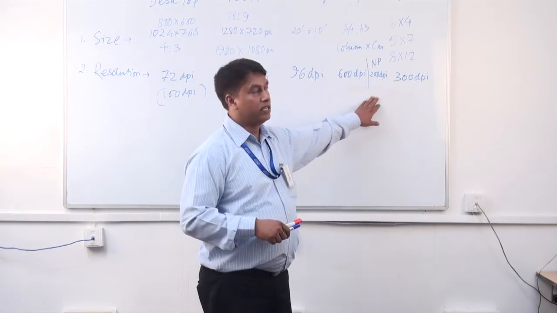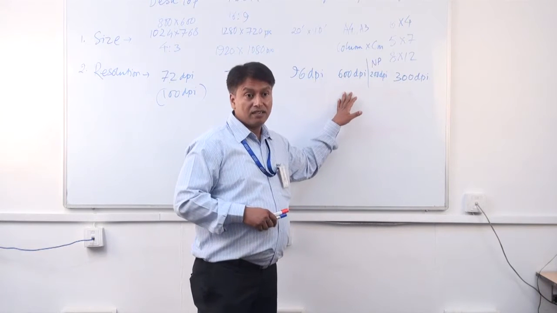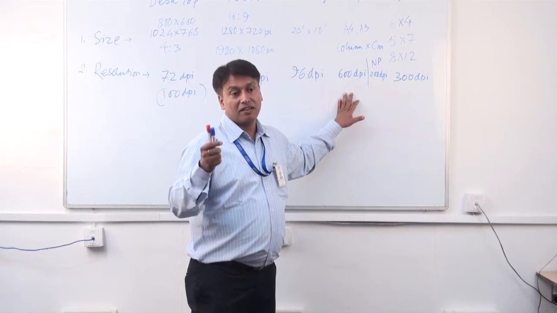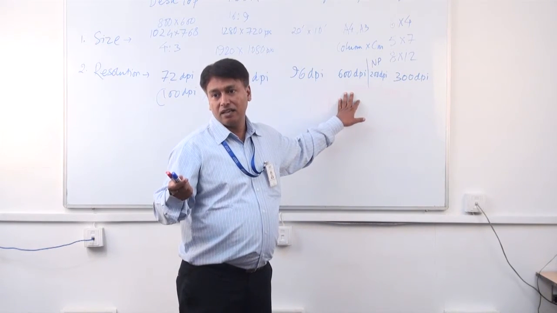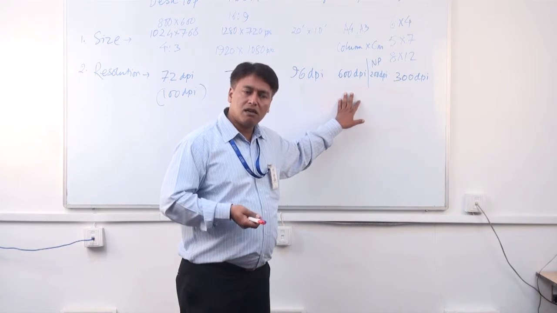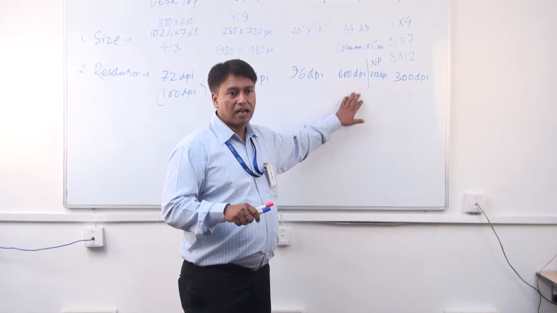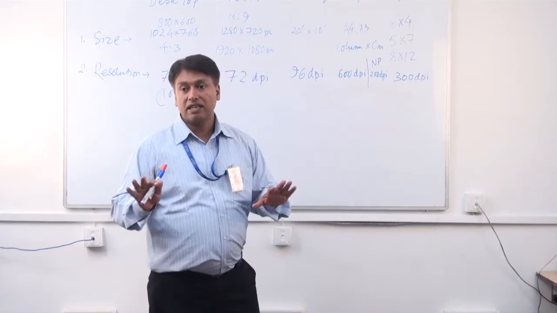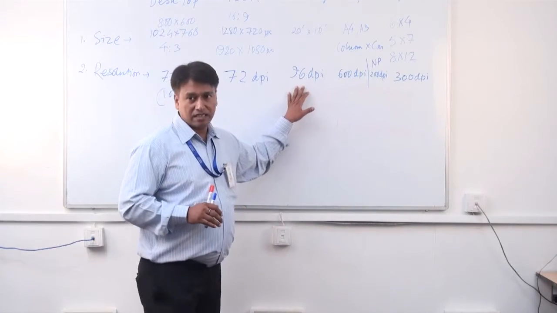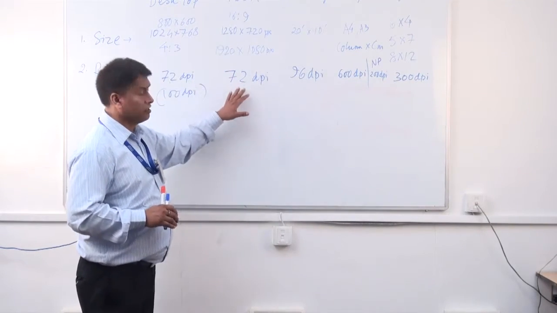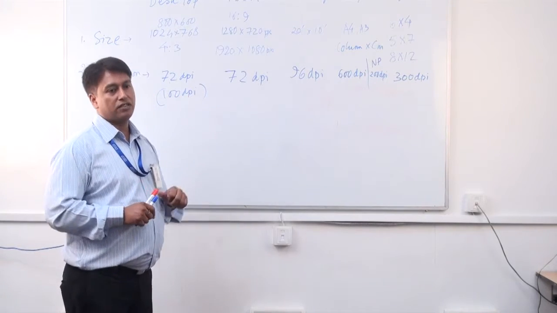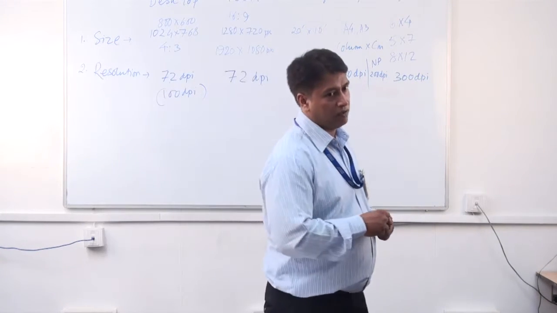For newspaper, 200 dpi. For magazine, you have to ask them how much dpi they print. Some magazines print in 300 also. So ask them and then design that graphics. Then coming to hoardings, it is 96 dpi. Then for films it is 72 dpi, and for desktop again it is 72 dpi.